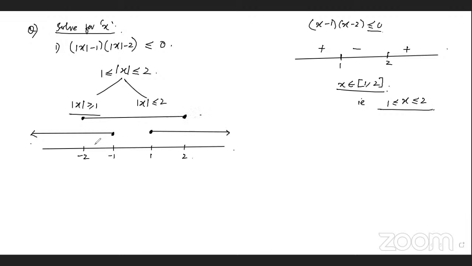Now the common region will be the value of x for this particular question. What is the common region? x belongs to -2 to -1, closed at both, and 1 to 2, closed at both. So this is how we can find the value of x. I hope it's clear to all of you. Are you understanding, everyone?